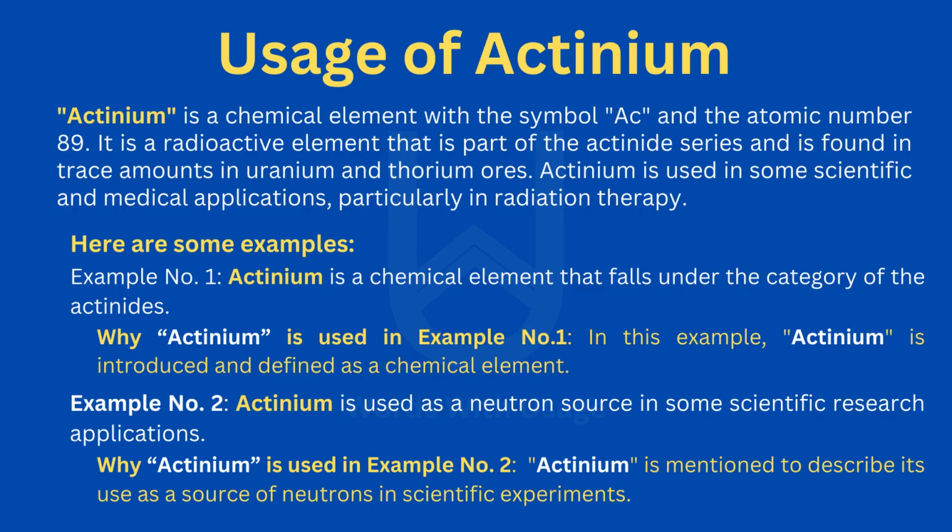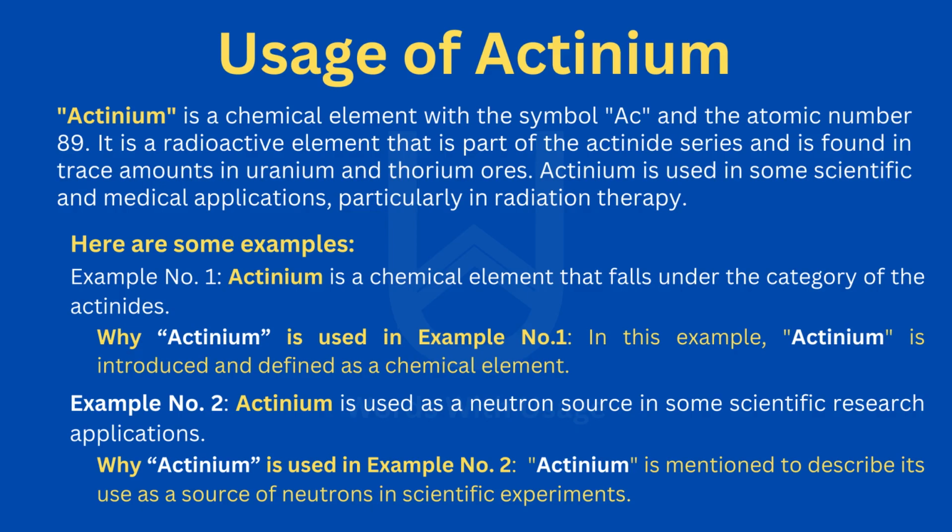Here are some examples. Example number 1. Actinium is a chemical element that falls under the category of the actinides. Why actinium is used in example number 1. In this example, actinium is introduced and defined as a chemical element.